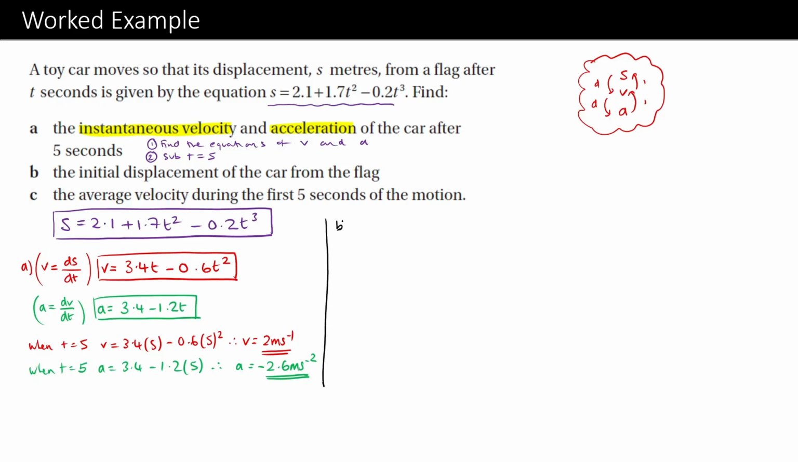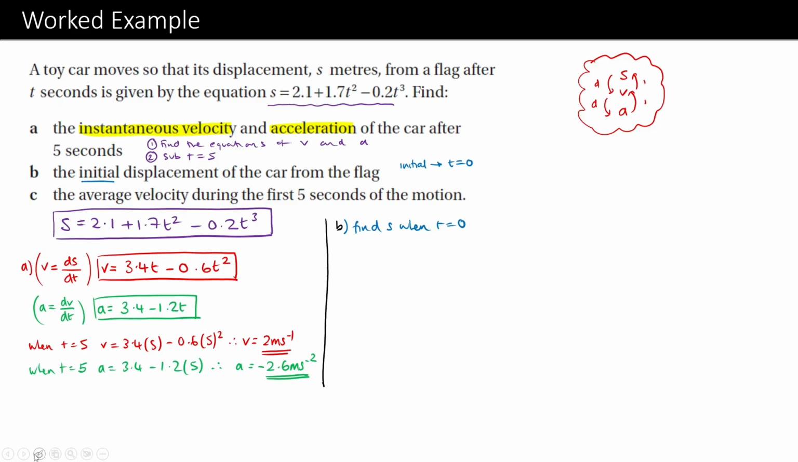With regards to part B, it's asking me to find the initial displacement of the car from the flag. Now for this particular question, whenever you see the word initial, it's usually going to imply that t equals 0. So initial implies that t equals 0. So for B, I need to find s when t equals 0.